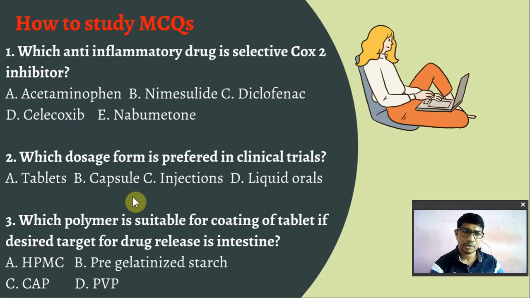Now PVP, polyvinyl pyrrolidone, is again a tablet diluent. Okay, it is a tablet diluent. So you have to read in this manner. We will take another slide for MCQ.